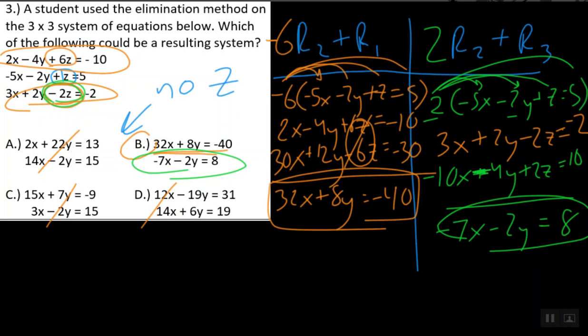All right? So all y'all have to do is identify what variable they canceled, and then just use your row manipulation to cancel that variable.